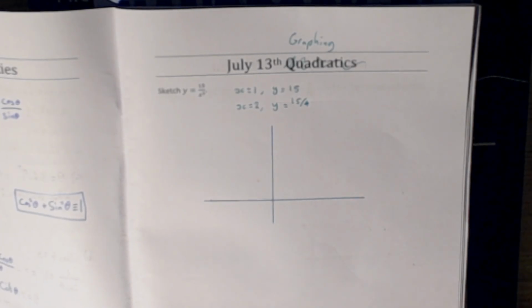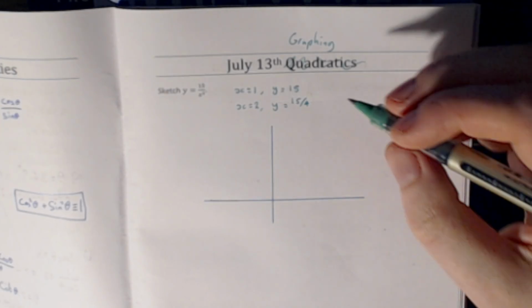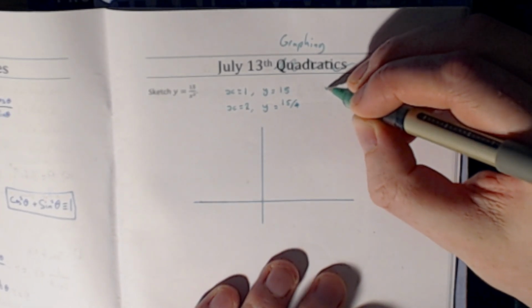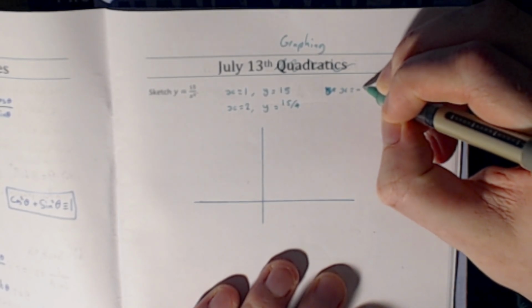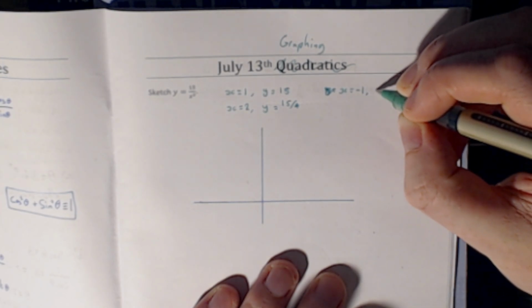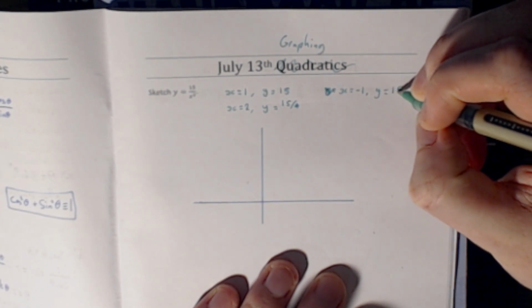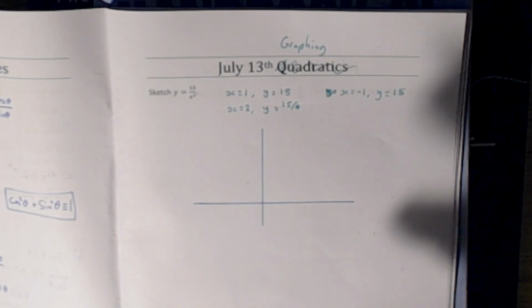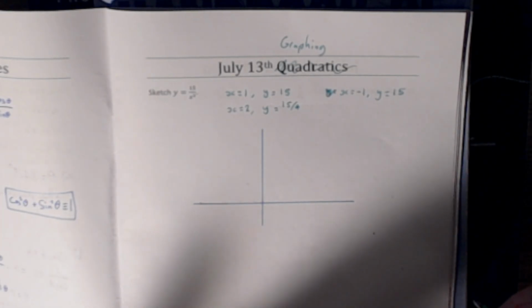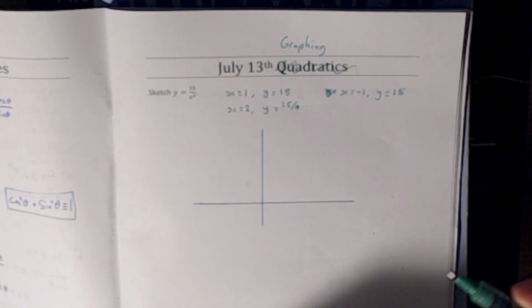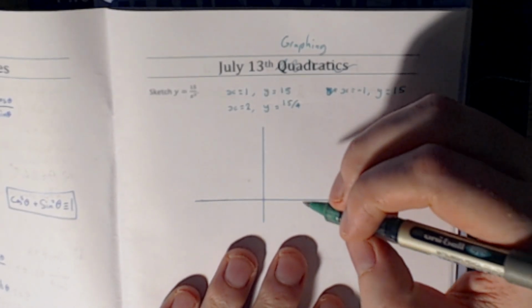And we can continue doing this for various different points. We could try the negative side. So when x is equal to negative 1, y is once again equal to 15. So that tells us a little bit about the side of the graph that we're working on. So once we've got that information, we can start to sketch some points.